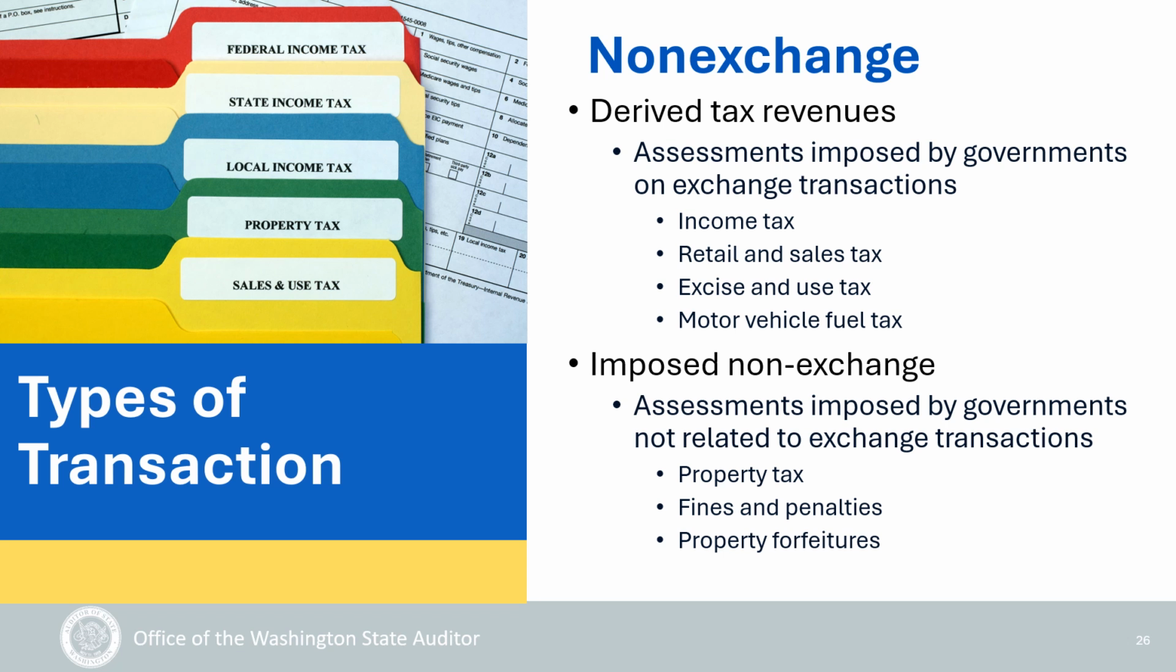Fines and penalties are another example. If you get a speeding ticket, you have to pay a fine. There was no underlying exchange transaction, you just have to pay the government for breaking a rule.